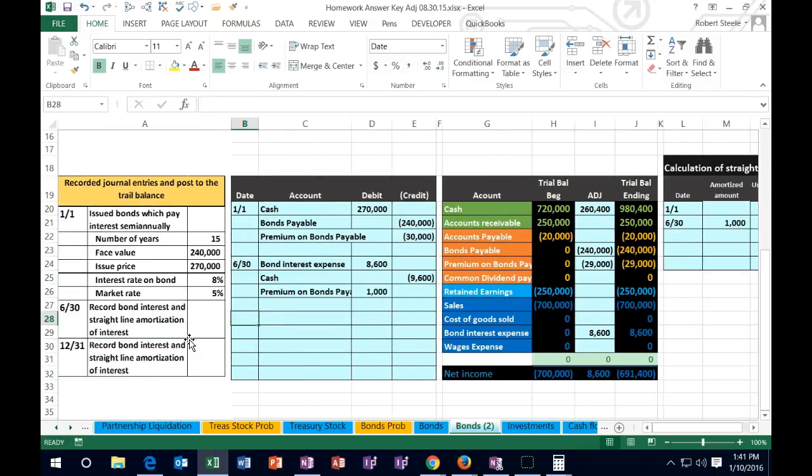All right, so we're going to do the same type of thing again. We're going to have the 1231 record bond interest and straight line amortization. So on 1231, we will basically do a very similar journal entry here, pretty much the same journal entry here. So, but let's think through it one more time.